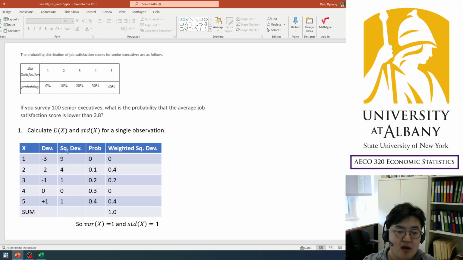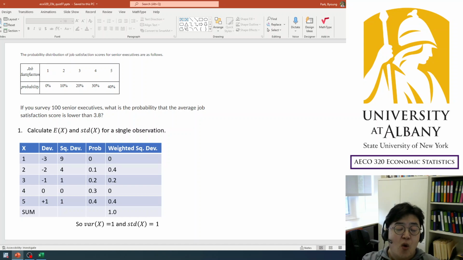Then you get these positive numbers. And then after this transformation from the original outcome into squared deviations, you multiply by the probability. So 9 times 0, 4 times 0.1, 1 times 0.2, 0 times 0.3, 1 times 0.4. So in the end, you get probability weighted squared deviations. They are like these, and you add them again. Sum them, then you get a variance of 1. And that means, because the variance is 1, its square root is automatically 1. The standard deviation is also 1.